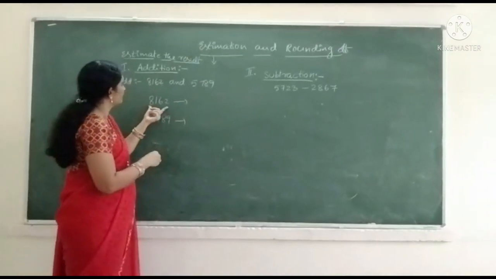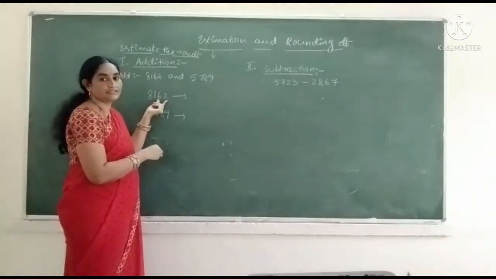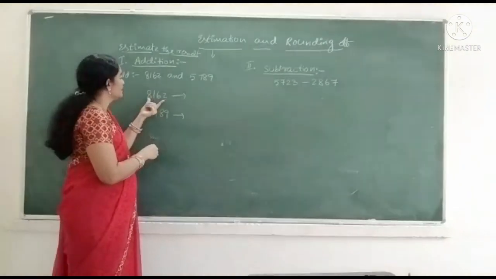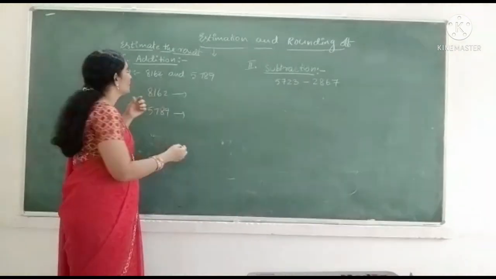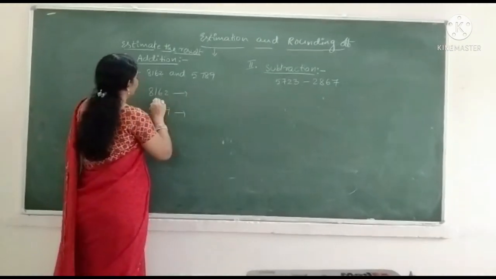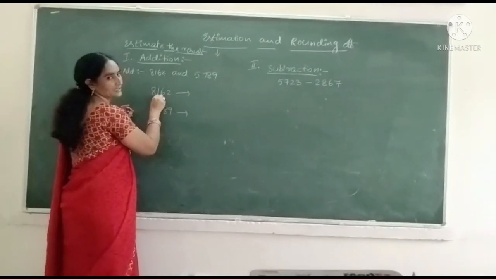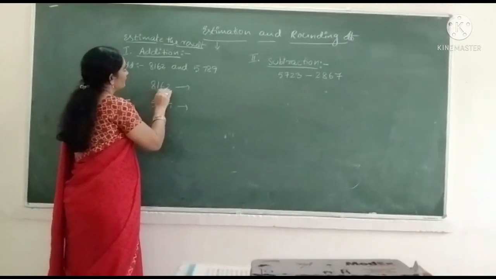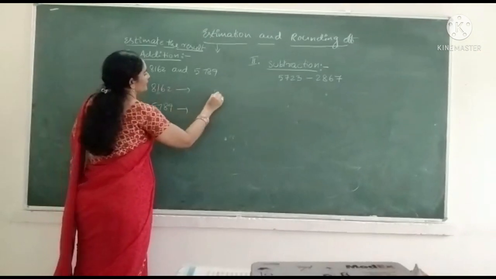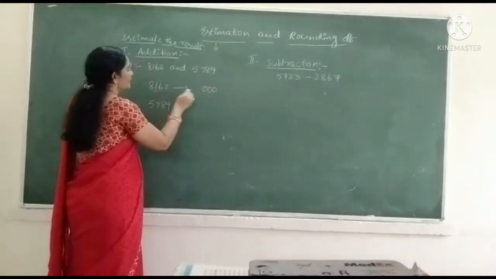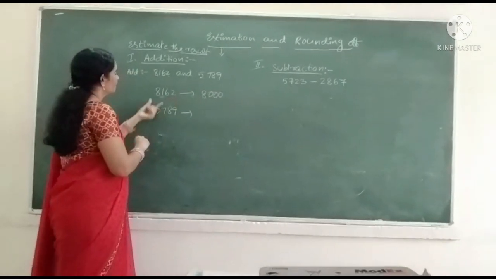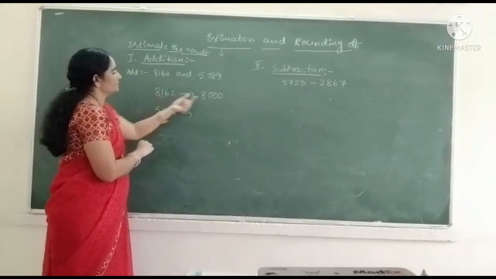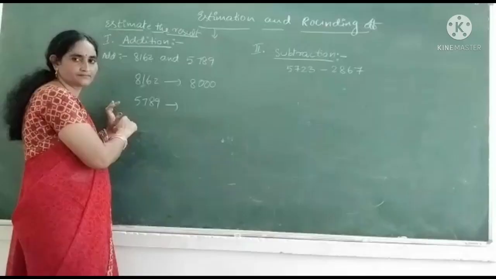First, 8162 is a 4-digit number. We round off this number to thousands. The hundreds place is less than 5. So the ones, tens and hundreds places become 0 and the 8 is the same. So 8000. We round off this number to 8000.